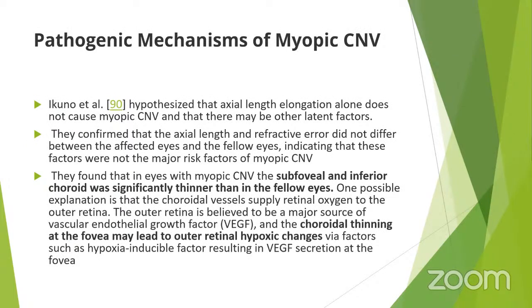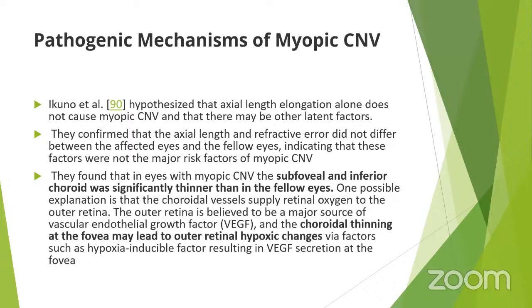So, pathogenic mechanisms. Ikuno et al. hypothesized that axial length elongation alone does not cause a myopic CNVM, and there are many other latent factors. In myopic CNVM, the subfoveal and inferior choroid is significantly thinner than in the fellow eyes. One possible explanation is that choroidal vessels supply oxygen to the outer retina. The outer retina is believed to be a major source of vascular endothelial growth factor, and choroidal thinning at the fovea may lead to outer retinal hypoxic changes via factors such as hypoxia-inducible factor, resulting in VEGF secretion at the fovea.